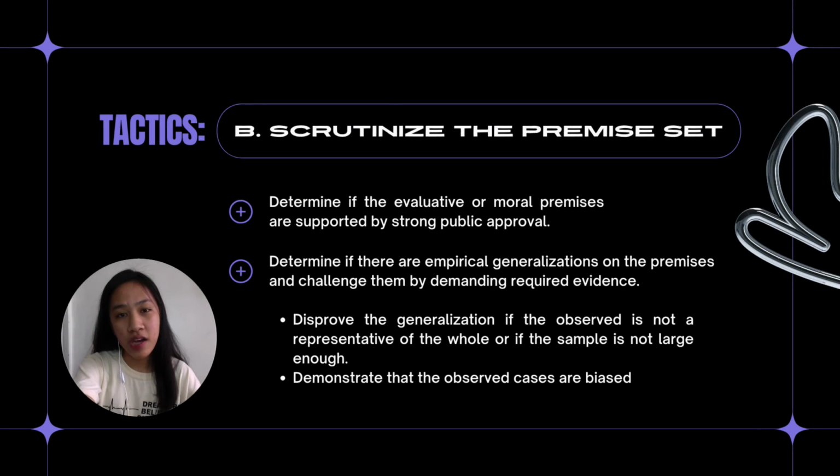Next, determine if there are empirical generalizations on the premises and challenge them by demanding required evidence. Pwede mong i-disprove ang generalization if the observed is not a representative of the whole or if the sample is not large enough, which results in the fallacy of hasty generalization.